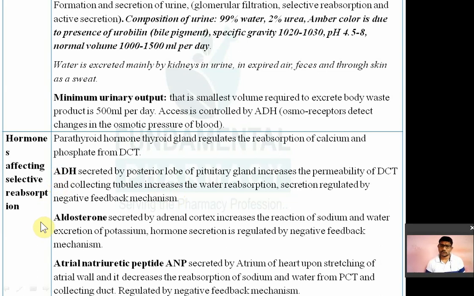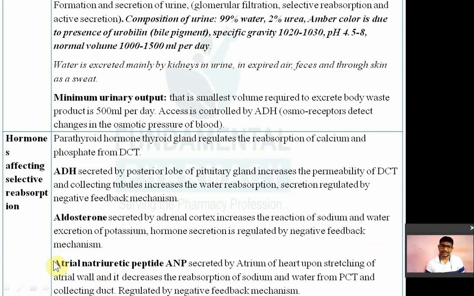Now again, selective reabsorption is affected by aldosterone. Aldosterone is again a hormone, secreted by the adrenal cortex, and it increases the sodium and water retention and excretion of potassium. Hormone secretion is again regulated by negative feedback mechanism.